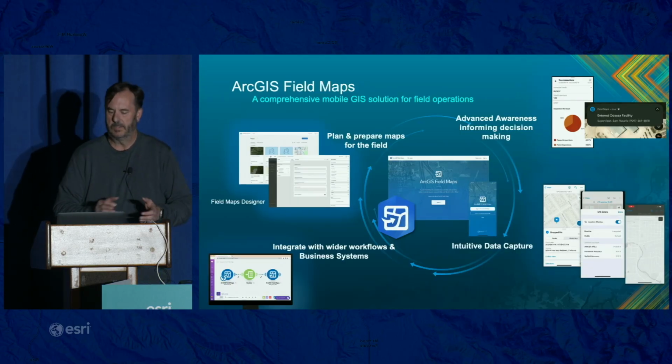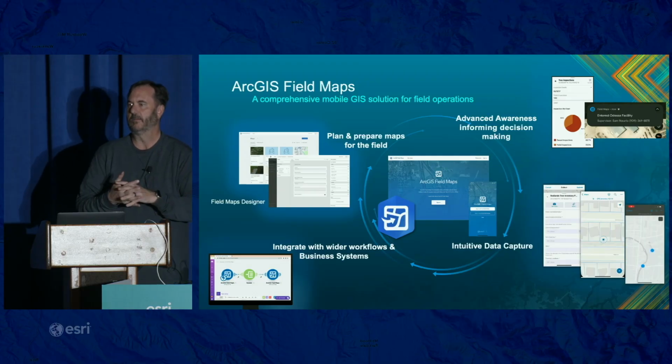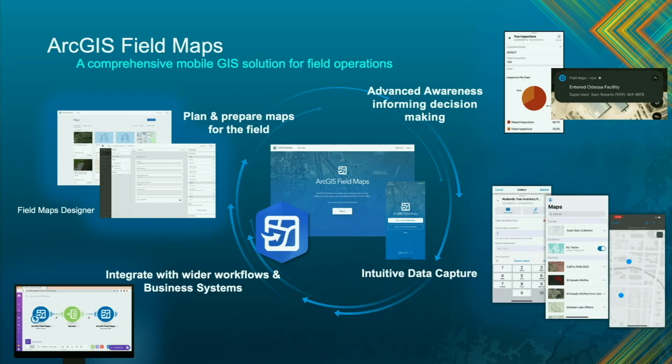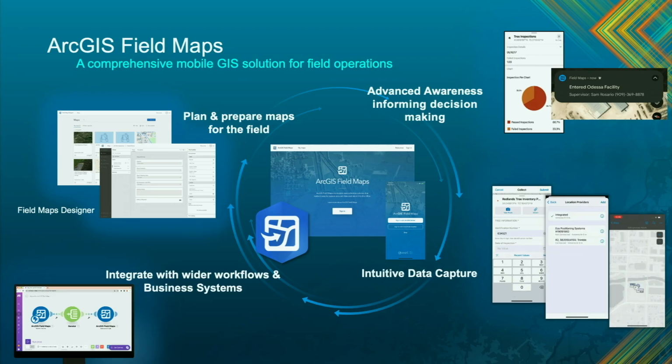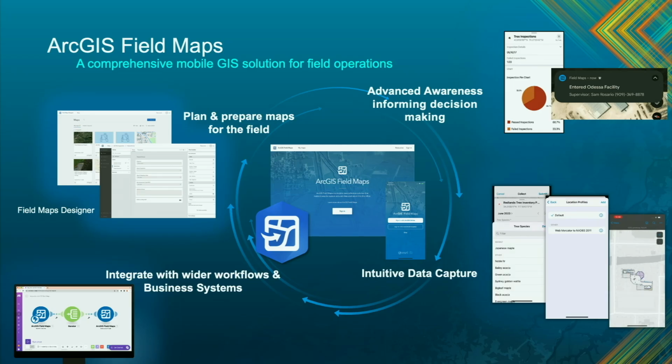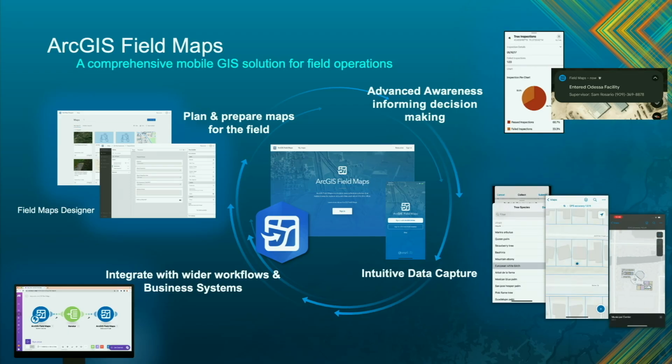Field Maps is a solution that we released in November of 2020. I affectionately refer to it as our COVID baby, but it was built out of a series of other mobile applications that we've assembled over time, namely ArcGIS Collector, Explorer, and ArcGIS Tracker. Those applications came together, and then we greatly expanded their capabilities and released Field Maps back in 2020.